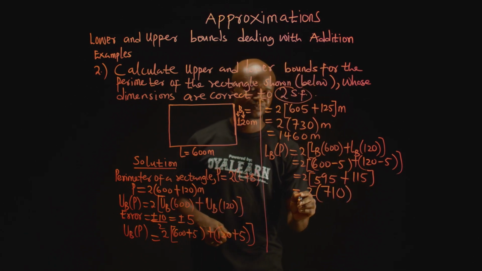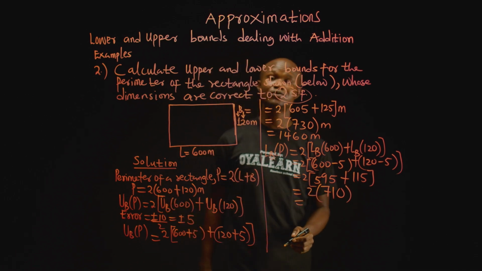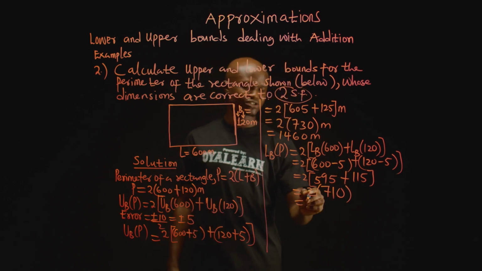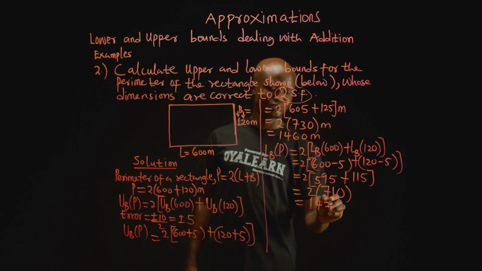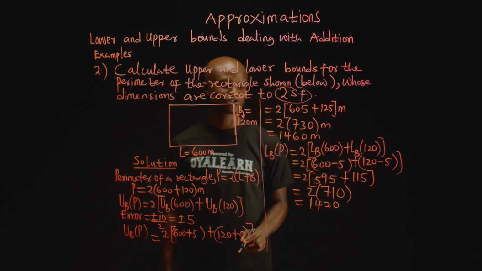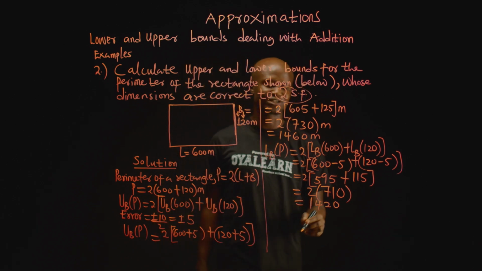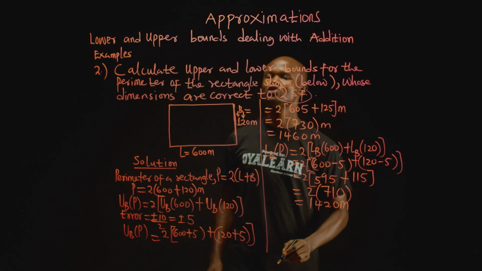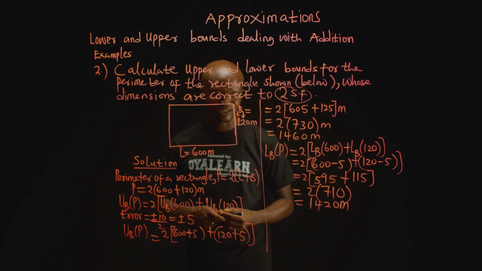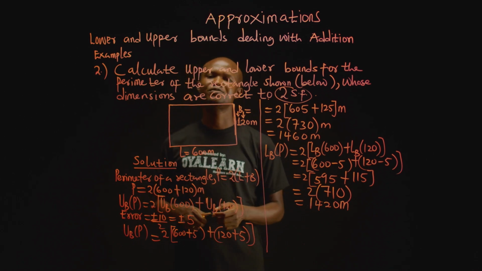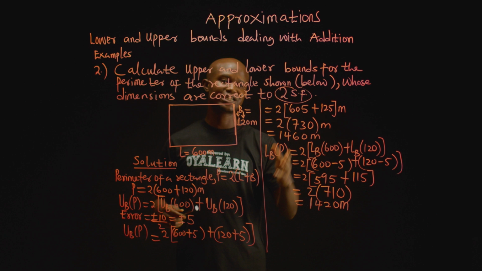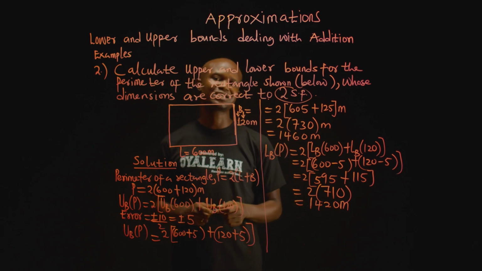Don't forget the 2. So 2 times 710 is going to give us 1420 meters. So we can now conclude that the lower bound of the perimeter of the rectangle is 1420 meters, while the upper bound is 1460 meters. That is the solution to the problem. Thank you.